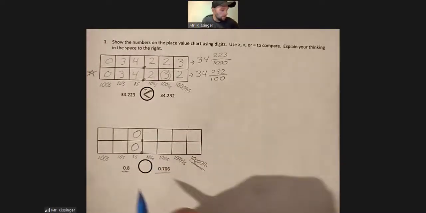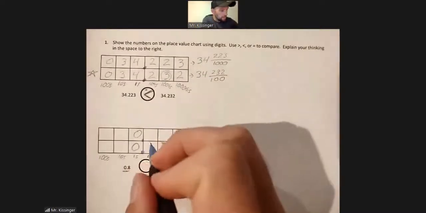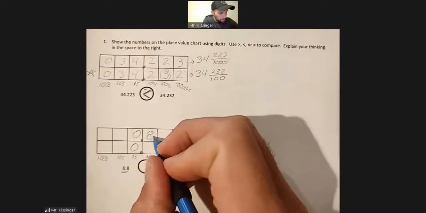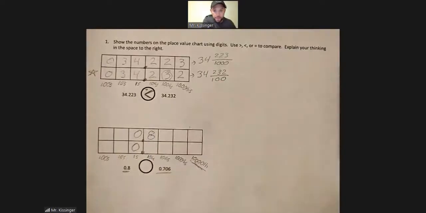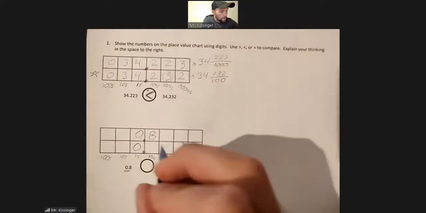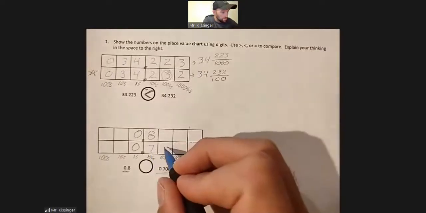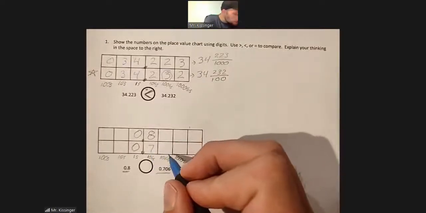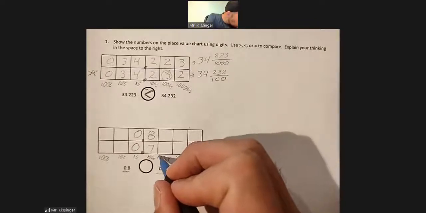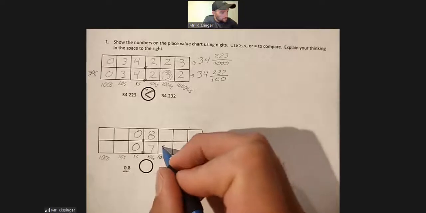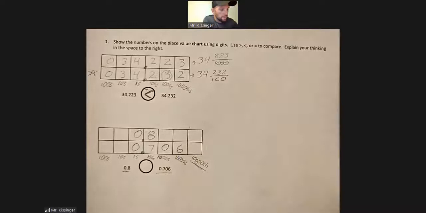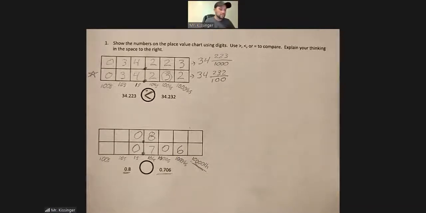We look at our tenths place for our first number, and our tenths place is 8. So we'll put an 8 right in there. In our tenths place of our bottom number, we have 7. In our hundredths place, did I forget my 0 there? I did. So we're going to add another 0 in our hundredths place. We have a 0, and then in our thousandths place, we have a 6. So we have 706 thousandths.